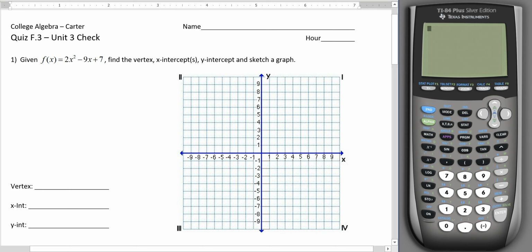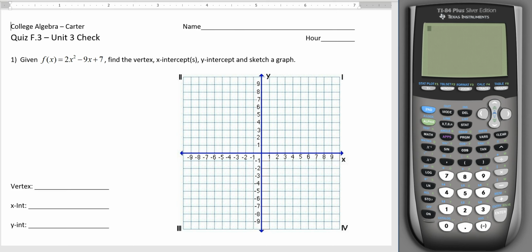So let's look at number 1. Given f of x is 2x squared minus 9x plus 7, find the vertex, x-intercept, and y-intercept, and sketch a graph. Okay, couple ways to approach this. Since this final is entirely take-home, I'm assuming they're going to want to see a lot of work.